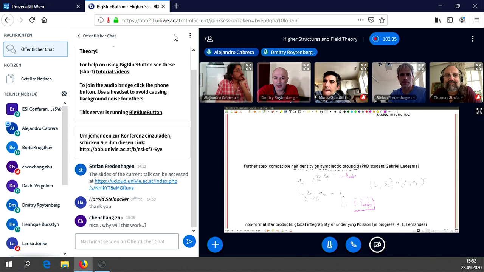So there are no obstructions? Sorry? You don't encounter any obstructions at one loop, like no BV anomaly or anything of that sort?